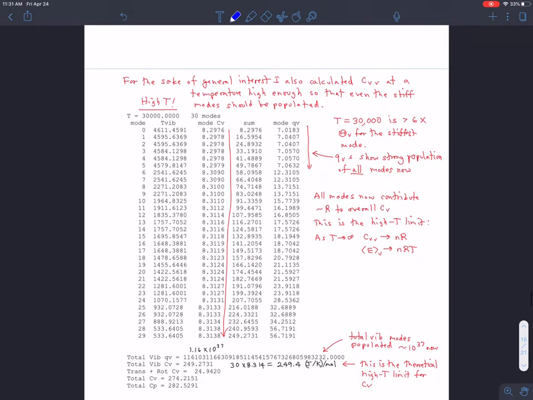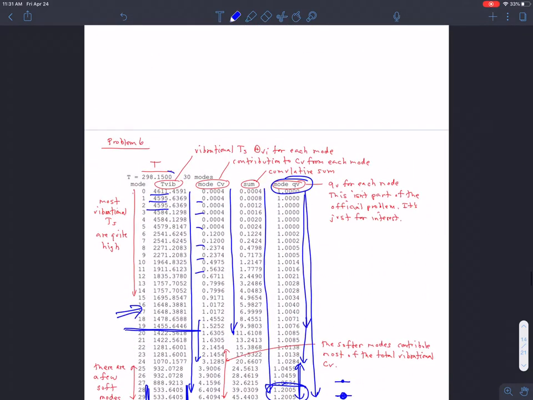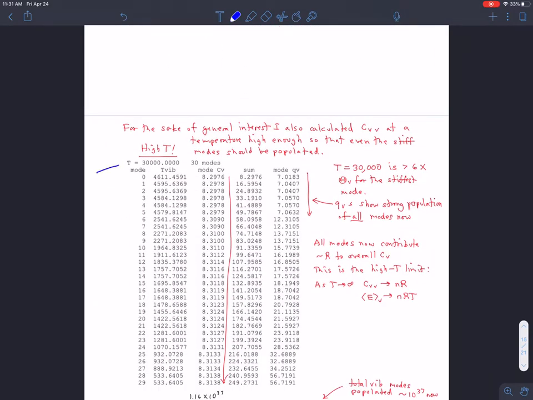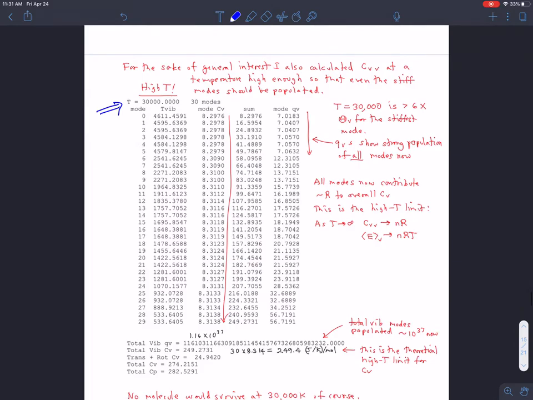I did another calculation. So this first calculation was at 298 as per the problem, but I did another calculation just for fun at 30,000 Kelvin. So that's 6 times hotter than this, 5 times hotter than the temperature of the sun. I turned the temperature up that high because I wanted to be above the vibrational temperature, even well above the vibrational temperature, even for the hottest modes.